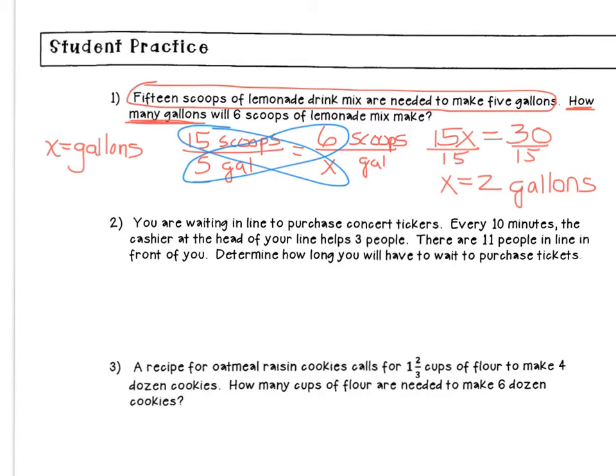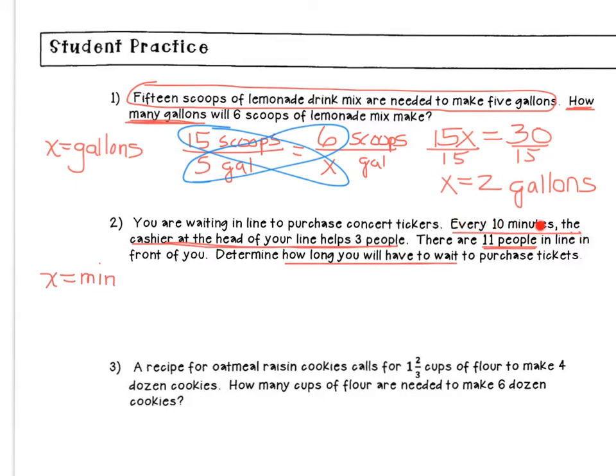Okay, this looks important. Every 10 minutes, the cashier at the head of your line helps 3 people. There are 11 people in line in front of you. Here's the question: how long will you have to wait? So X is going to stand for how long you're going to have to wait, and that's measured in minutes. How many minutes is it going to take for you to get up there to buy your ticket?